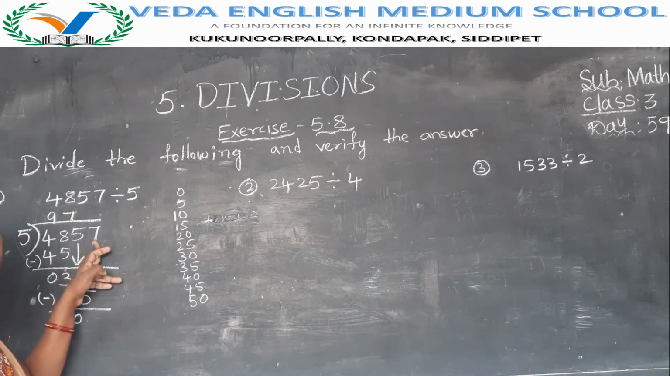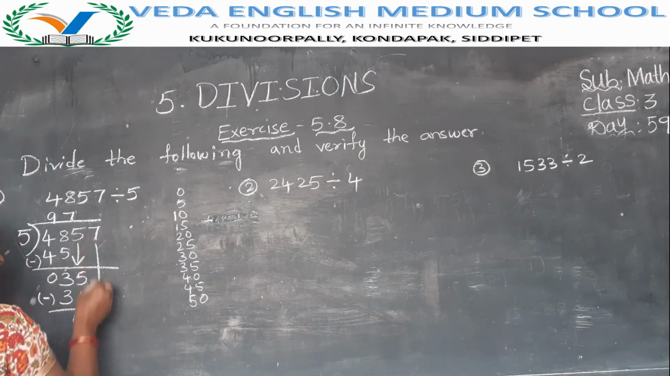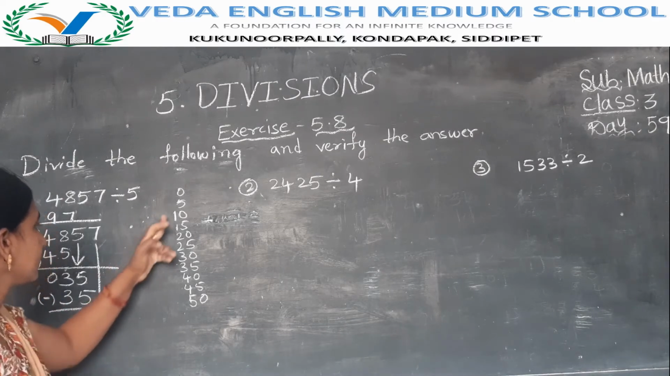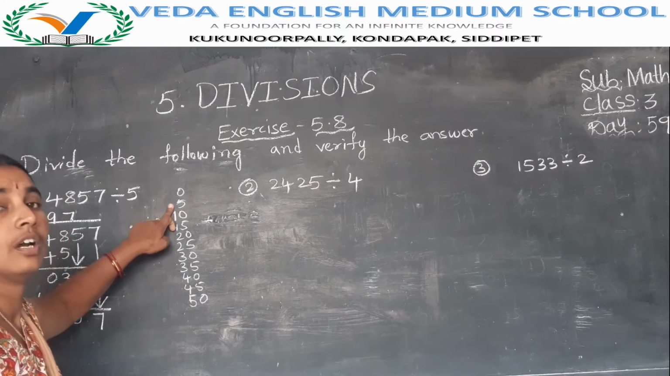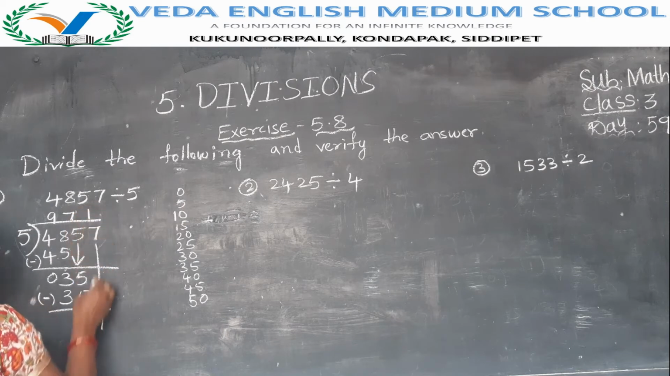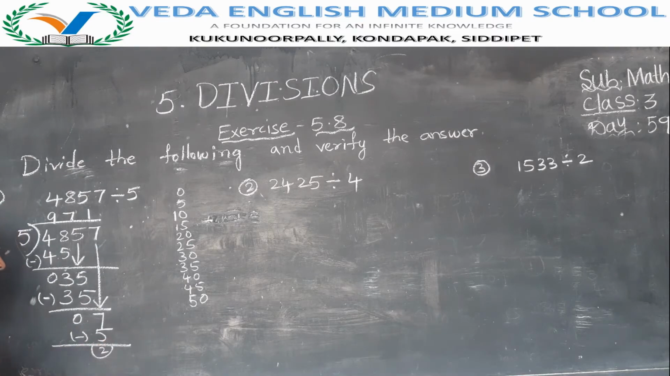One more digit here, that is 7. Bring it down like this. That is 7. So now find the nearest to 7. See, only 5. How many times 5 in this table? 1 time 5 is 5. So 5 1s are 5. Subtraction: 7 minus 5 is 2. The remainder is 2. So verify.